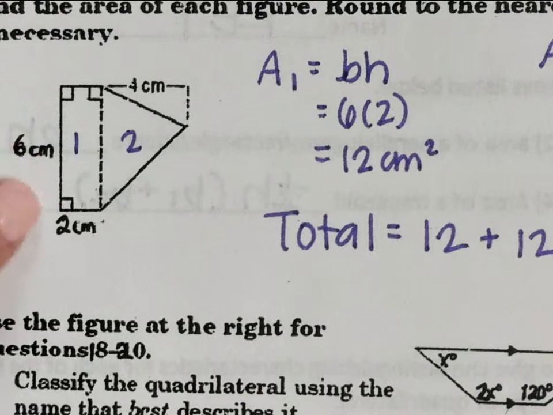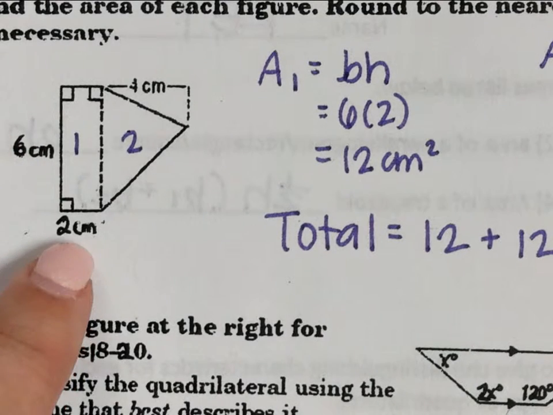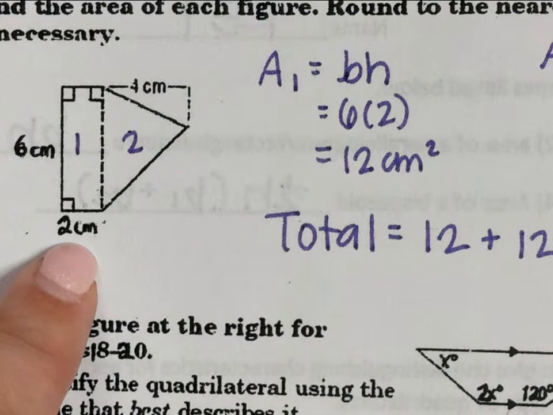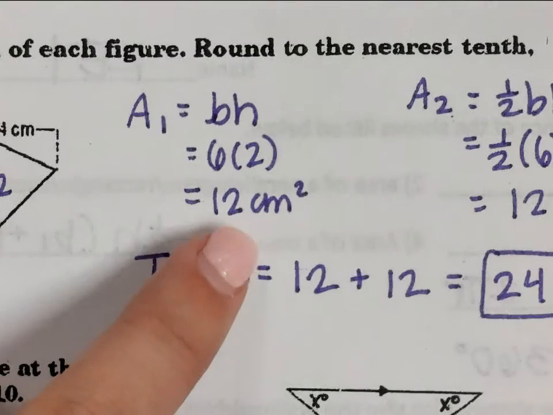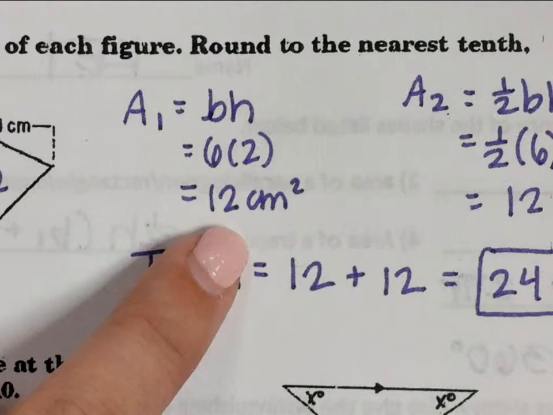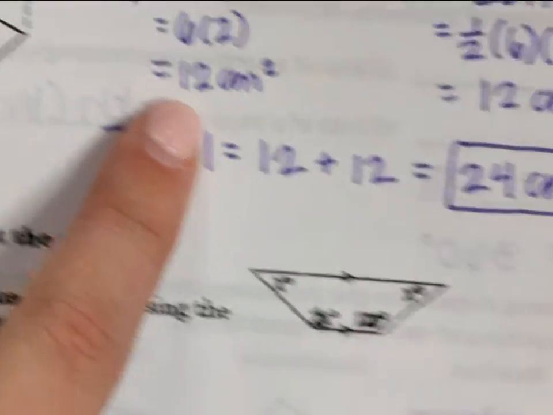Because of my rectangle, that is 6 times 2, which is 12. That's of my rectangle. Yeah, and that's what I'm finding. It is the area, yeah.